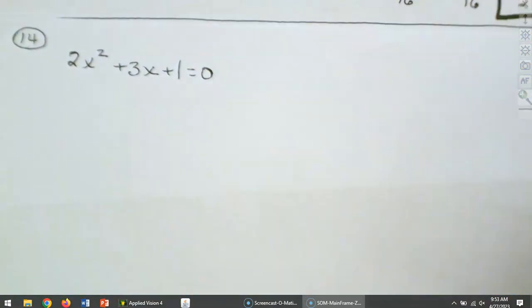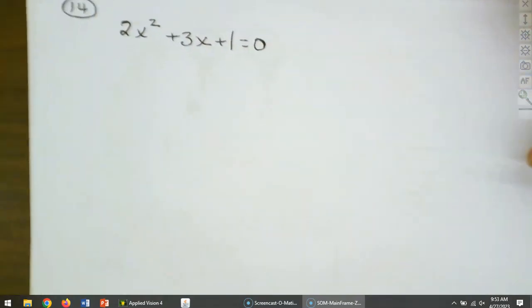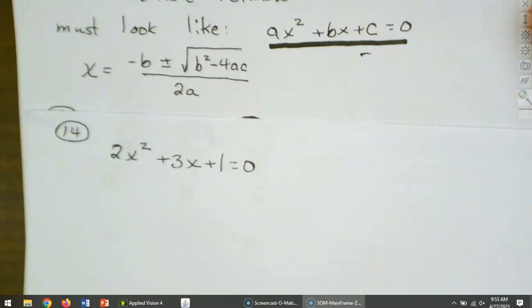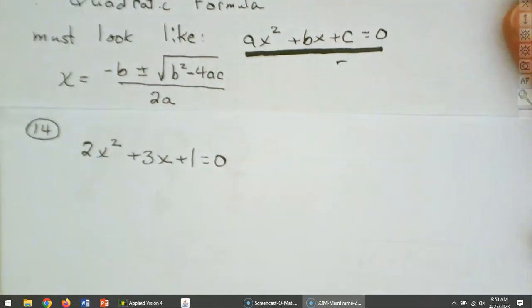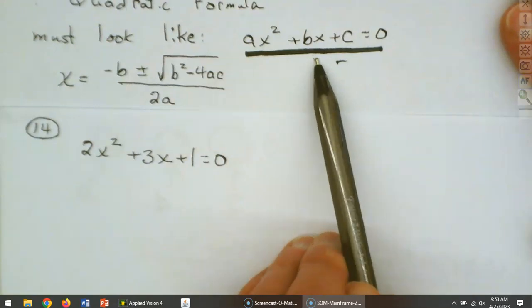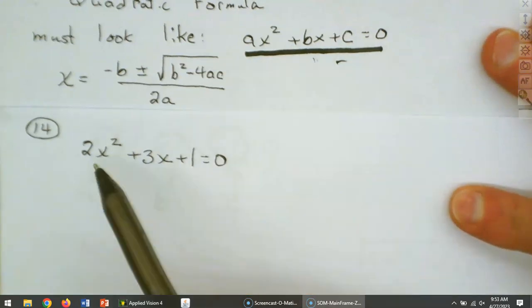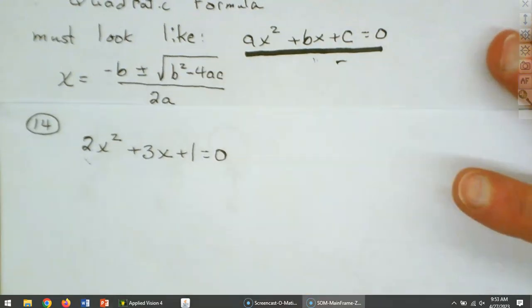Is it in the correct form? Yes. What does it need to look like? Okay, for this to work with the quadratic formula, it has to look like this. Does it look like it's the correct form? Yes. If it's not equal to 0, you move things around until it is. If you've got parentheses, you have to FOIL them out or distribute to get rid of them. No parentheses, and it better start with the x squared.